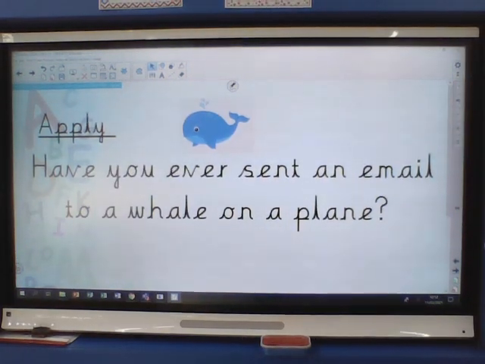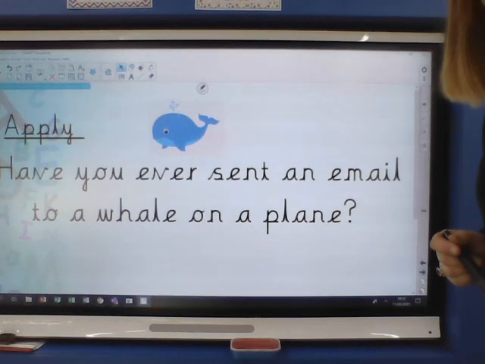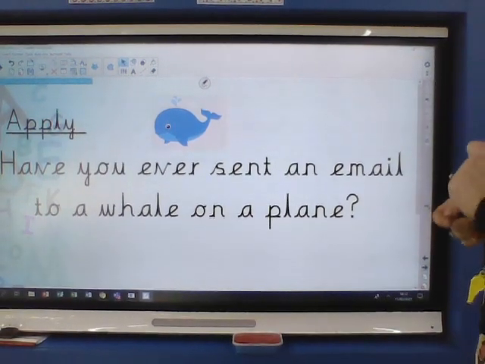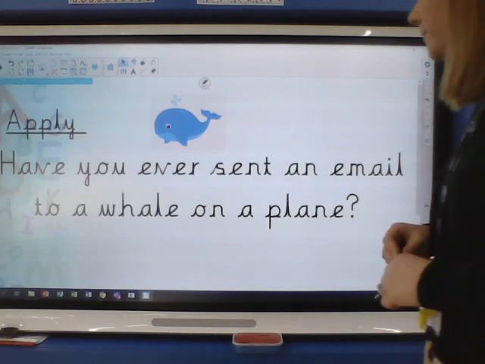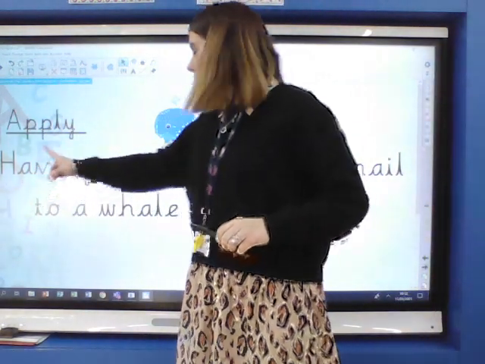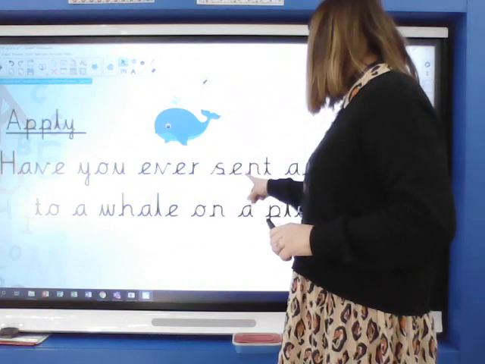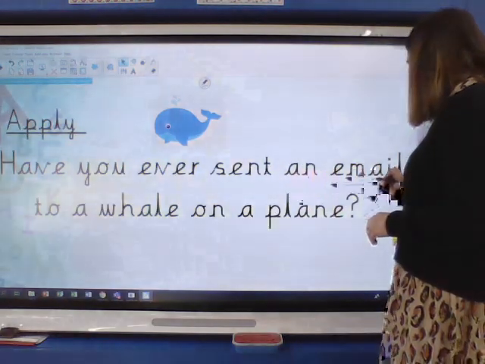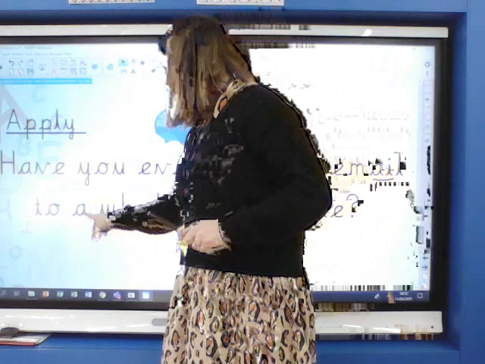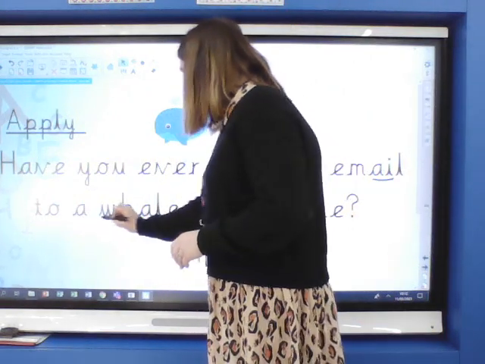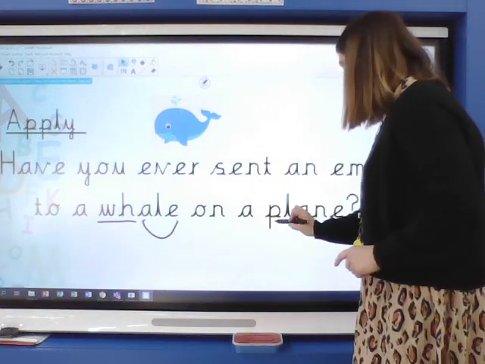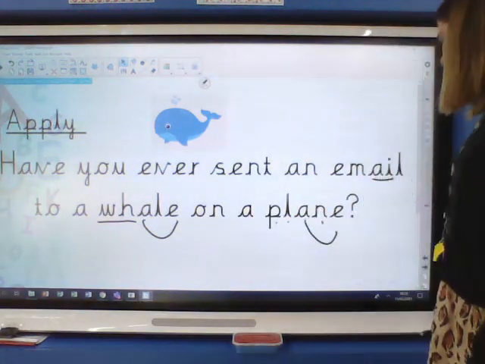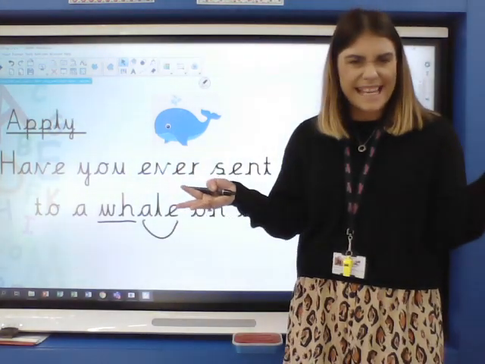So, pause the screen again, Year 2. Read the sentence with your grown-up, and can you spot the alternative ways of writing the A sound? Got a tricky word in there to start as well. Okay, let's read it together. Have you ever sent an email to a whale, and there's our wh sound that we learnt before half term, on a plane? Have you ever sent an email to a whale on a plane?